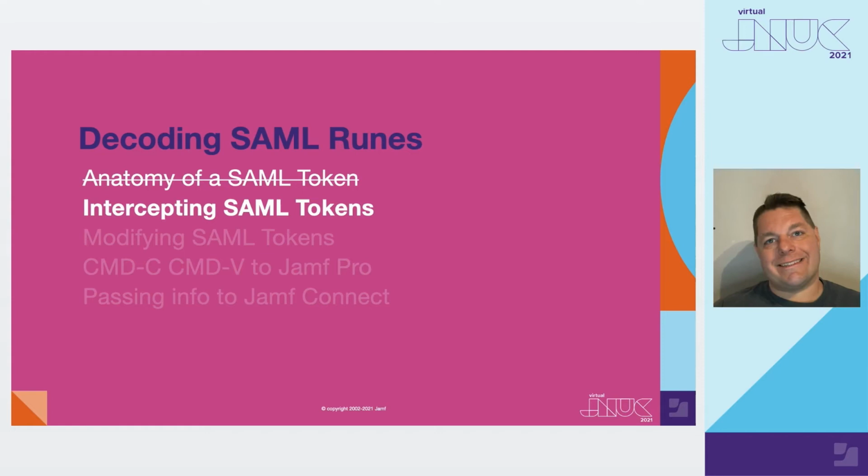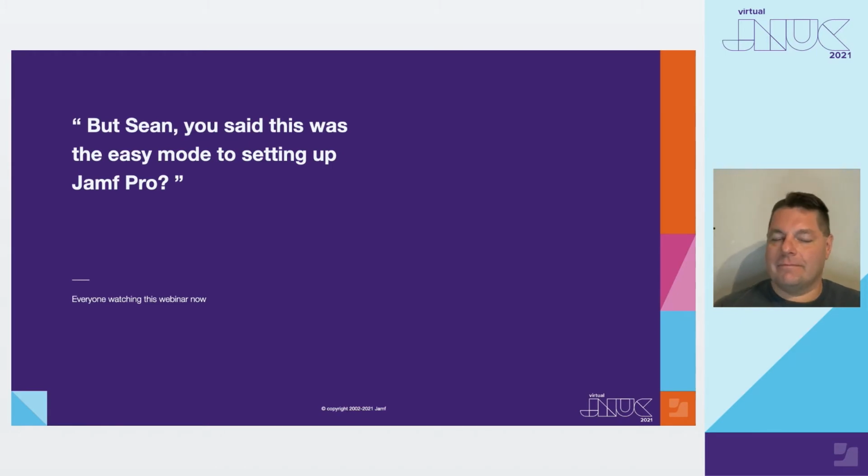So now that we know what's inside a token, how the heck do we intercept them and see what's actually in them? Well, this is a bit more complicated. In order to see what's coming into your SAML response, you actually need to set up Jamf Pro to actually ask for a SAML response. Okay, I know I promised, but a little bit of a misnomer. This is the easy way to debug when SAML goes wrong on your Jamf Pro server.